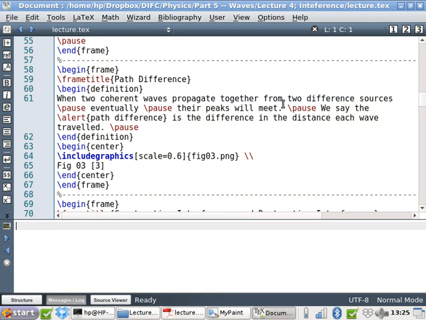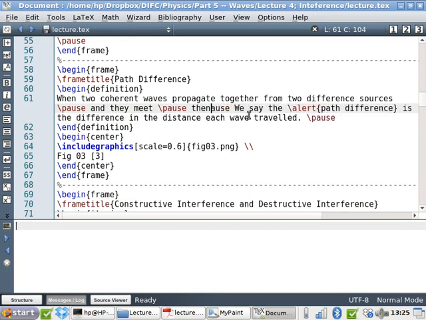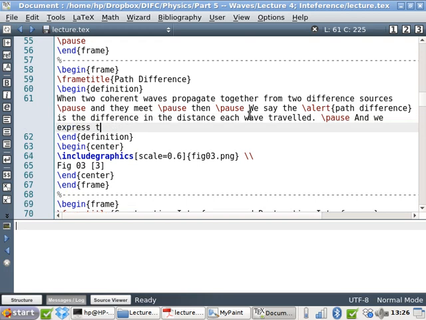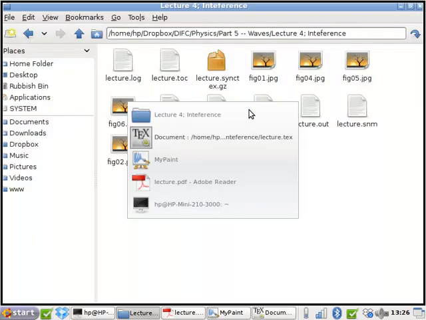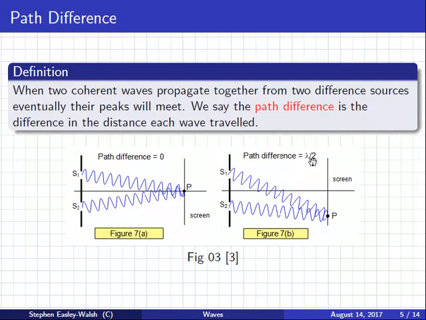When two coherent waves propagate together from two different sources and they meet, then we say the path difference is the difference in the distance each wave travelled, and we express this in the form K lambda. In other words, we say how much of a lambda. So in this picture here, the K is a half. It's a half a lambda.